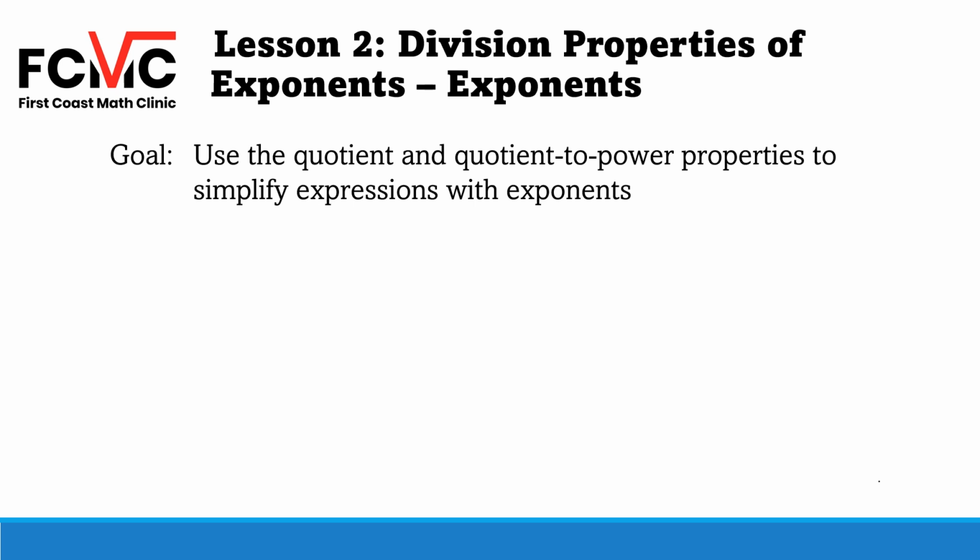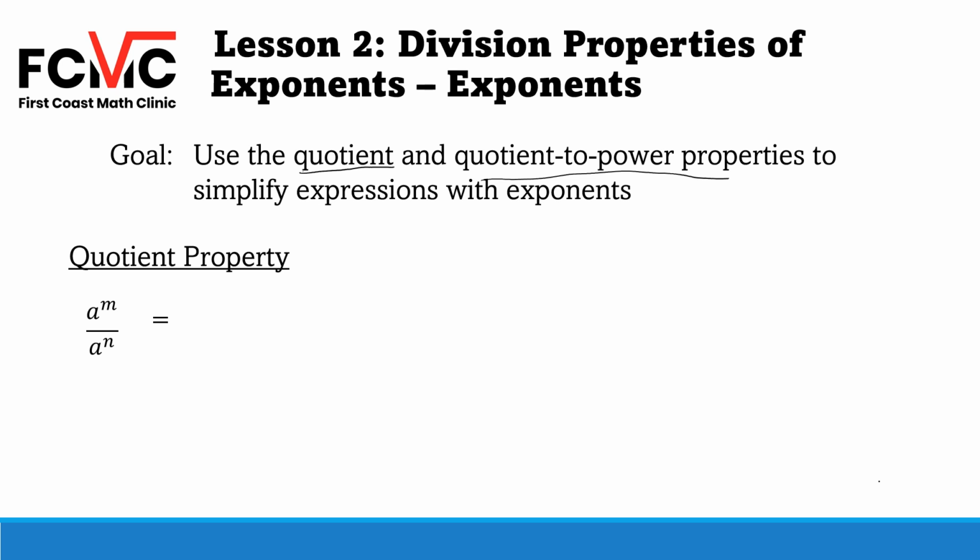So the two properties we're going to get into in this video are the quotient property and the quotient to power property. So let's go through these two properties. Our quotient property starts with: if I have a to the m power over a to the n power, well, we're dividing, so that's the quotient, right? Because the result of any division problem is the quotient.